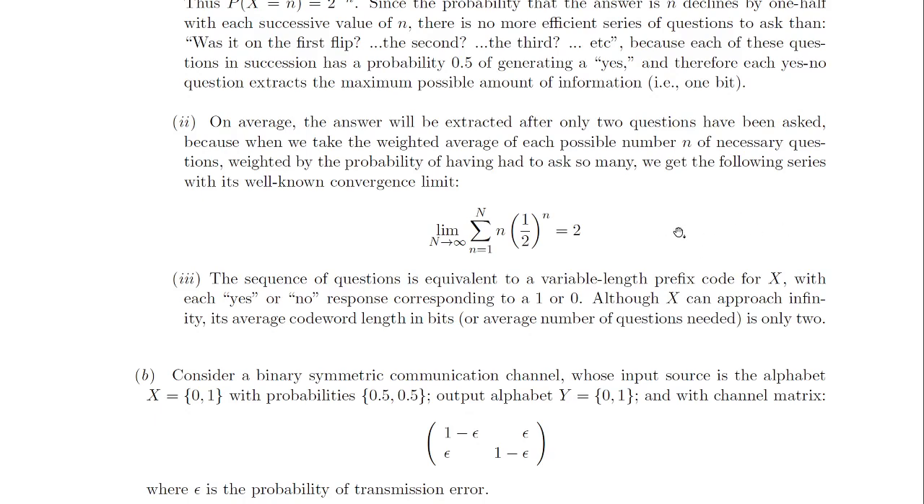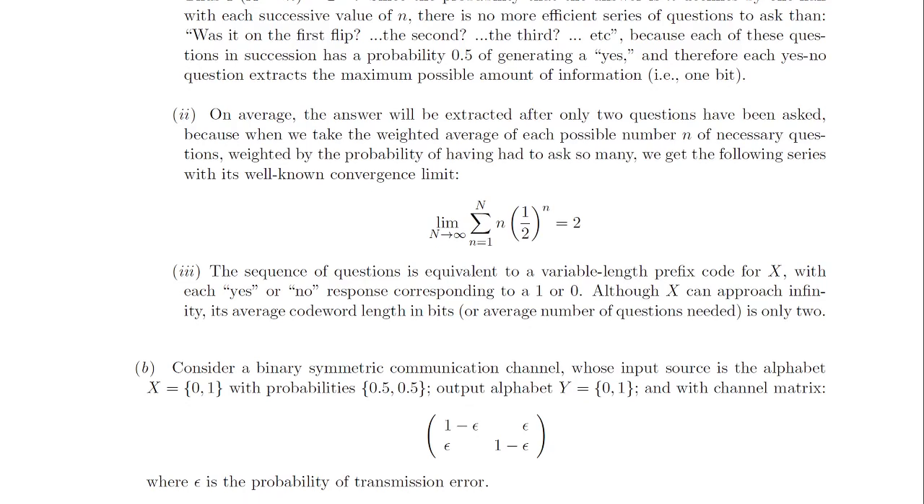So that's again the same sting in the tail, which I hope at one earlier point in your life at least might have been a tiny bit surprising. And this sequence of questions is of course equivalent to a variable length prefix code for X, for the same reason as we've seen before. Okay, enough of that probability distribution and enough of these guessing games.